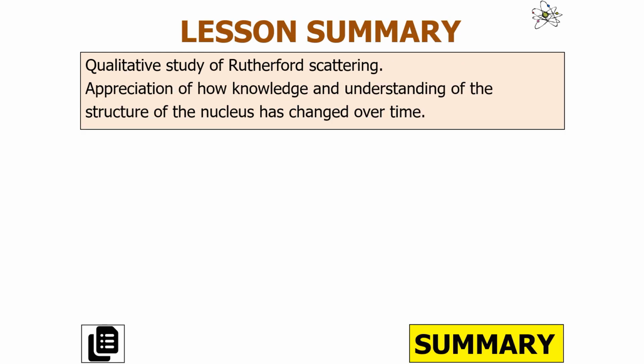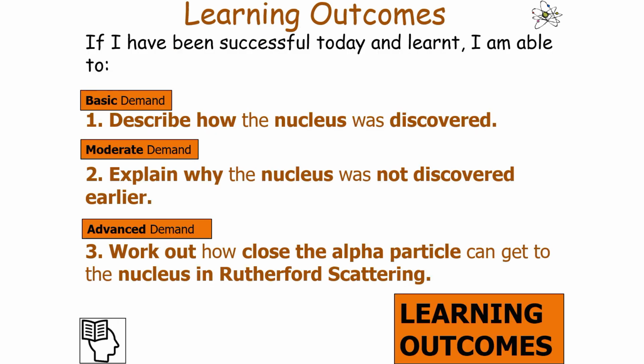So if we've learnt in today's lesson, we should be able to have a qualitative study of Rutherford scattering and appreciation of how the knowledge and understanding of the structure of the nucleus has changed over time. Now, if we've been successful in today's lesson, we should be able to describe how the nucleus was discovered, explain why the nucleus was not discovered earlier, and work out how close an alpha particle can get to the nucleus in the Rutherford scattering experiment.